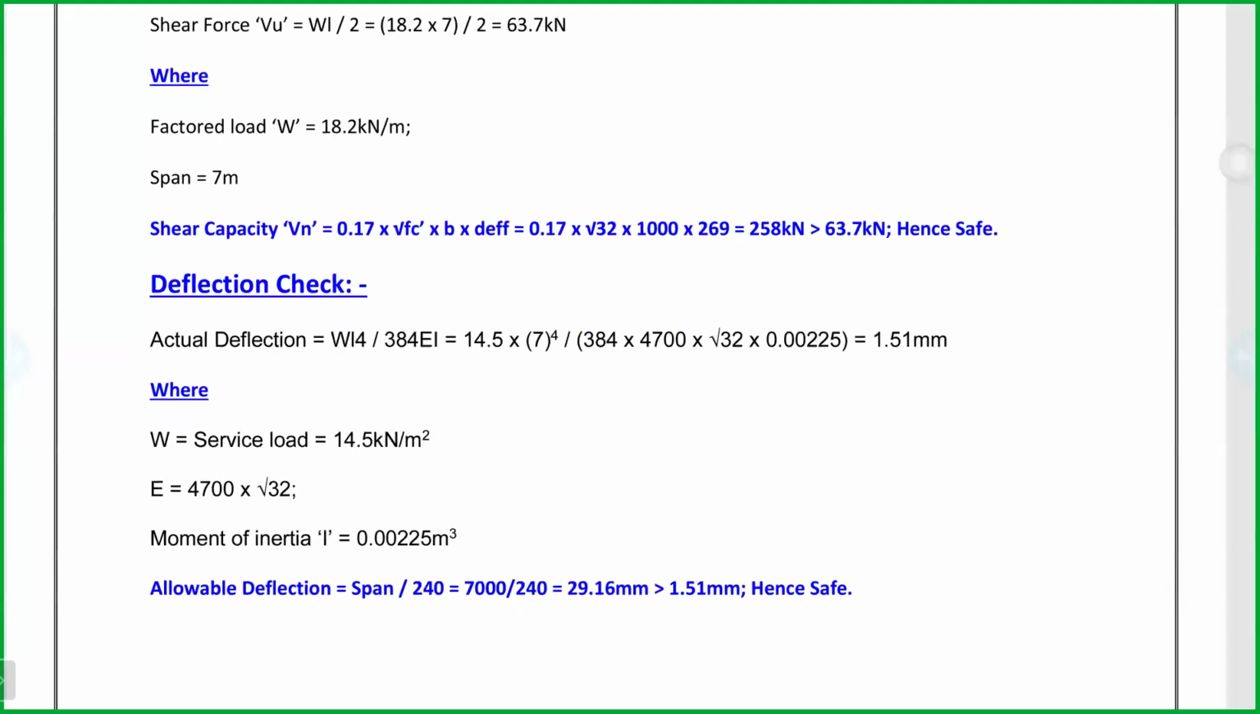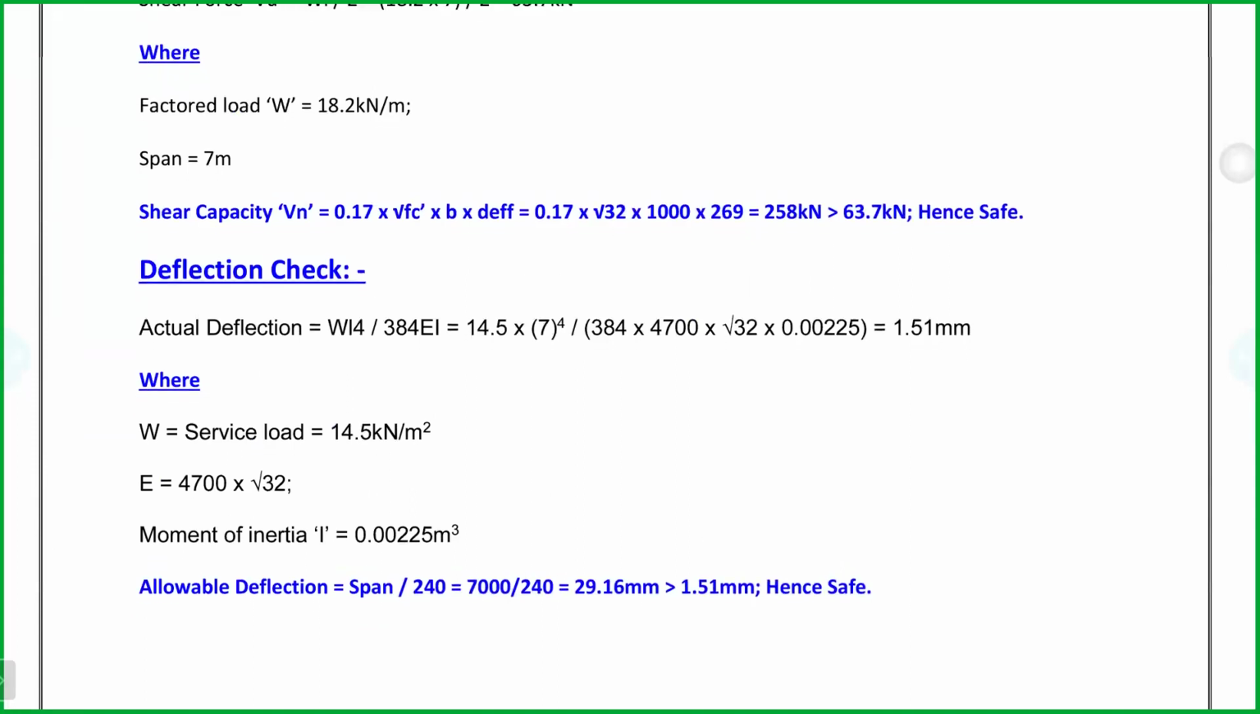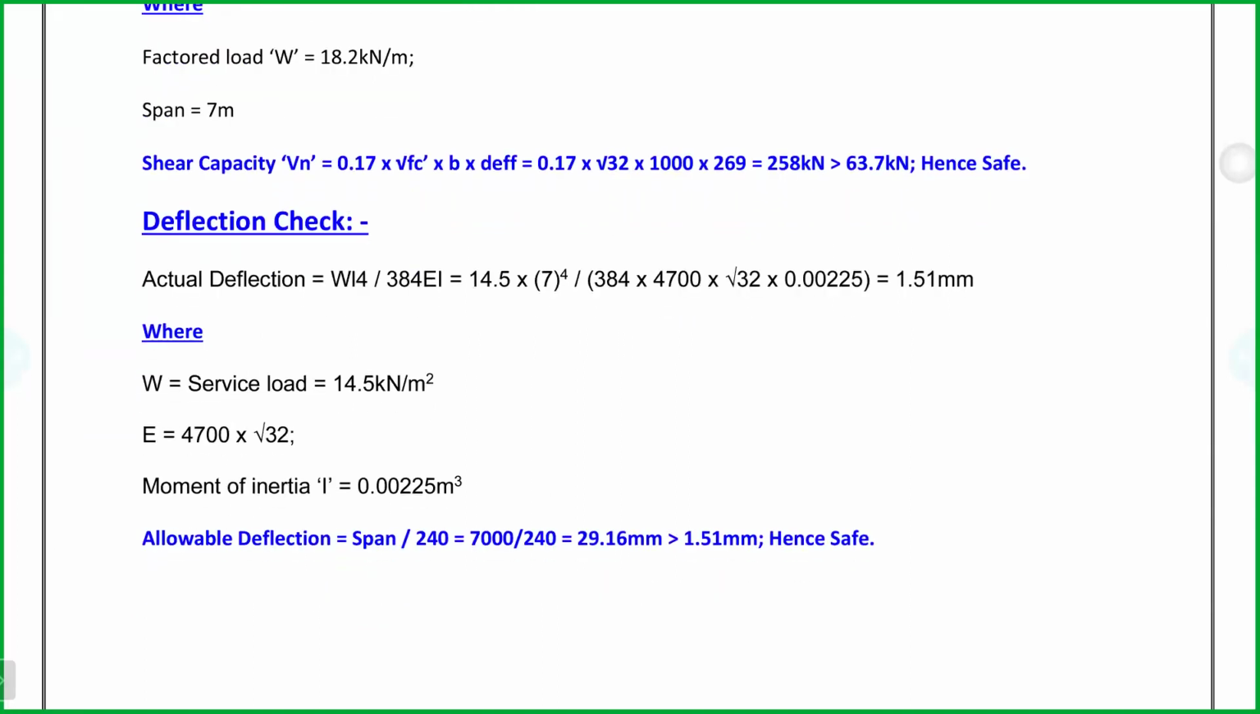And the shear capacity equation is 0.17 root of fc dash b into d. This is the one-way shear. This is the one-way shear equation. Where will the one-way shear equation apply? Shear walls, slabs, and beams. For these three elements, the one-way shear equation will apply.